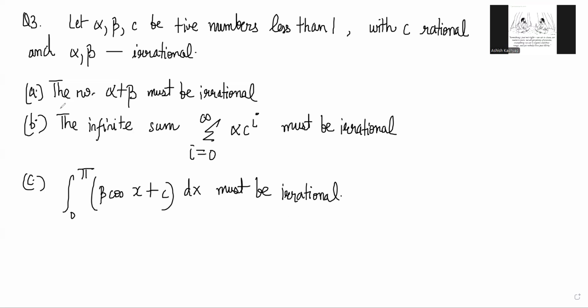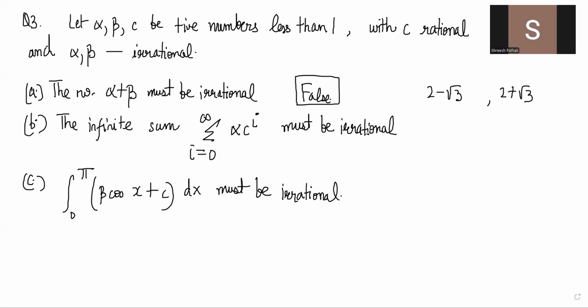Sir, first option is false. The simple example is 2 minus root 3 and 2 plus root 3. Sir, but how can we be sure that alpha and beta are 2 minus root 3 and 2 plus root 3? Who is asking you to be sure? Also 2 plus root 3 is not less than 1. Or you think we cannot make less than 1 irrational alpha and beta such that they cancel out and become rational when you add them? Okay.